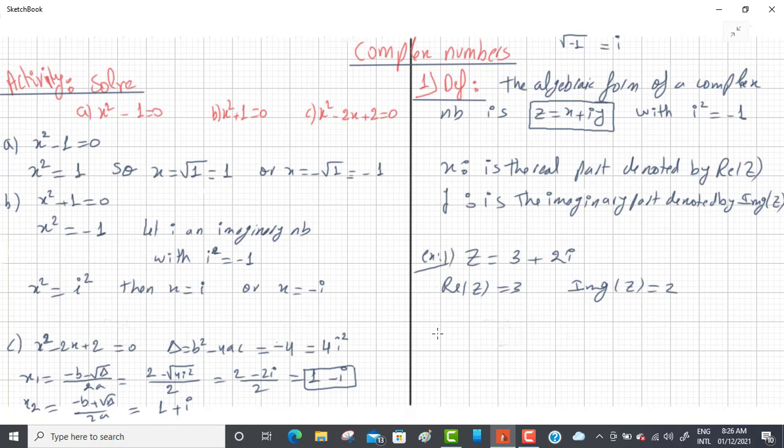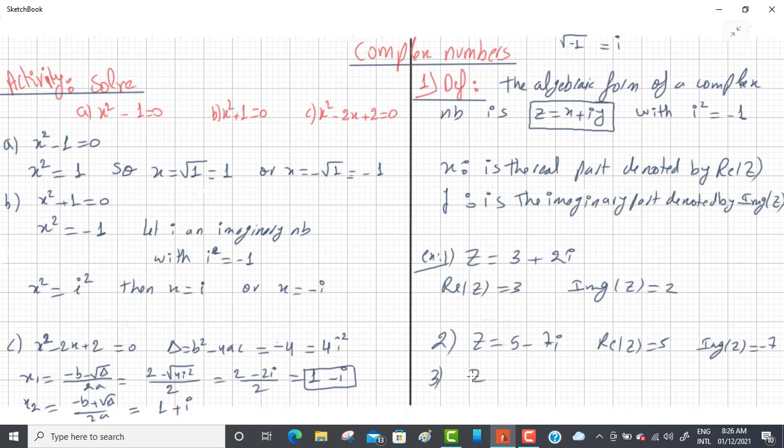Another example, if you have z equal 3 minus 2i, or let's just say, change the number, 5 minus 7i. So this complex number, the real part of it is 5 and the imaginary part of it is minus 7.